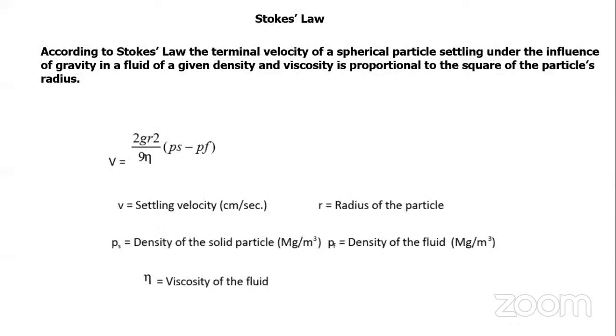Now, coming to Stokes' law. Stokes' law states that the terminal velocity of a spherical particle settling under the influence of gravity in a fluid of a given density and viscosity is proportional to the square of the radius. That is, terminal velocity V, of a freely falling particle under the force of gravity, is proportional to the density of the particle, inversely proportional to the viscosity of the medium, and directly proportional to R square, that is the radius of the particle. This Stokes' law is used in the sedimentation principle or international pipette method.